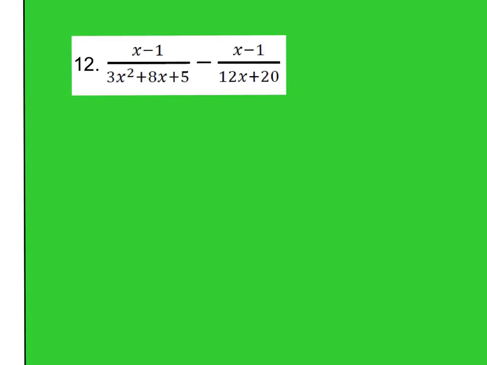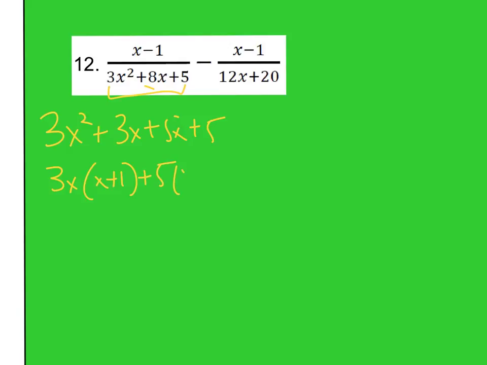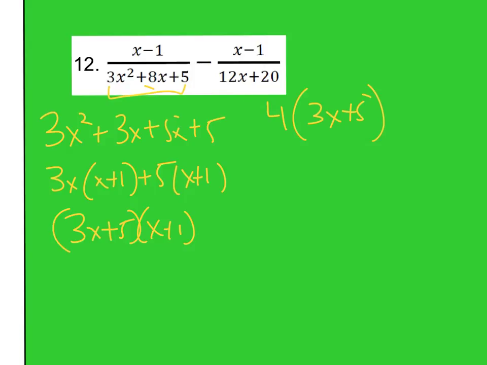So for the first one, for 12, I'm going to factor this thing. I need numbers that multiply to 15 but add up to 8. Well, my first step is going to be rewrite that like so. I will get 3x(x plus 1) plus 5(x plus 1), so (3x plus 5)(x plus 1). Over here, if I pull out 4, I'm left with 3x plus 5. So now my full-on LCM would be 4(3x plus 5)(x plus 1).